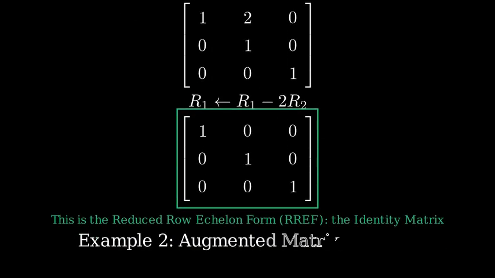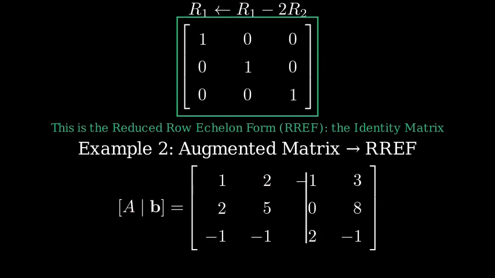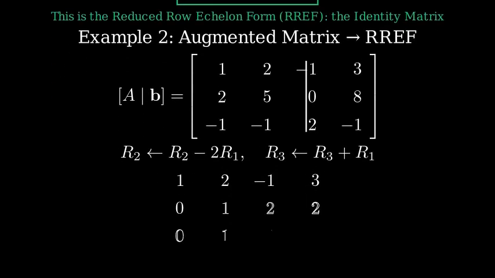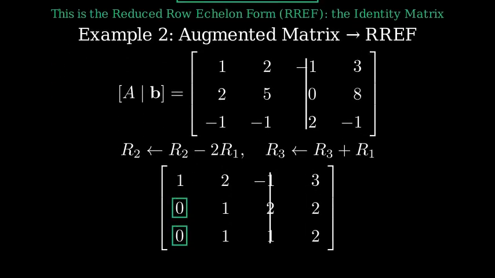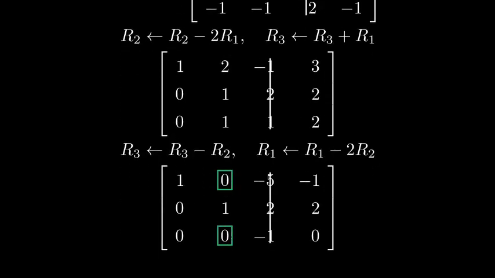Now, let's look at our second example, where we'll convert an augmented matrix to reduced row echelon form to solve a system of linear equations. We start with an augmented matrix representing a system of 3 equations with 3 unknowns. The first pivot is already 1, so we can directly zero out the entries below it. We subtract 2 times row 1 from row 2 and add row 1 to row 3. Next, we see that the pivot in row 2, column 2, is already 1. We'll zero out entries below and above this pivot. We subtract row 2 from row 3, and we subtract 2 times row 2 from row 1.